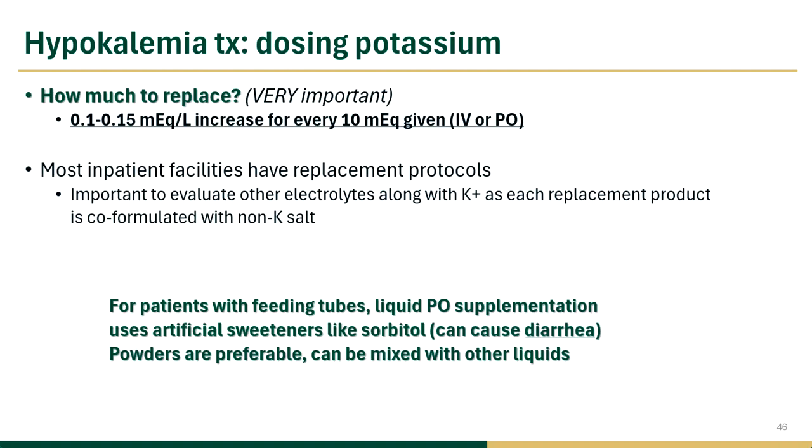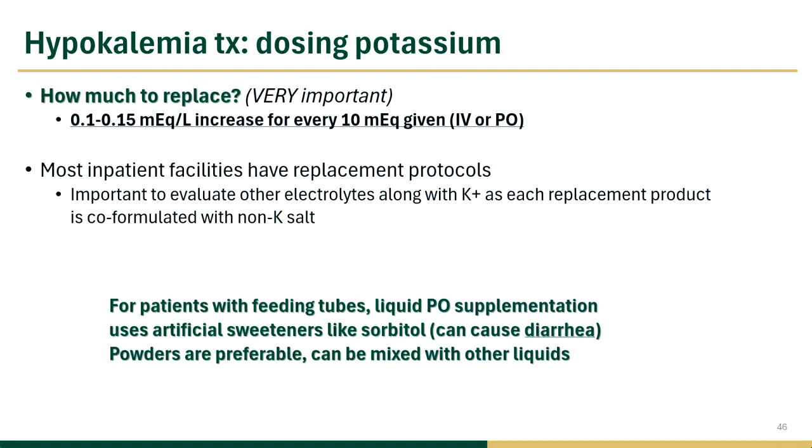How much to replace? Now, this is another rule of thumb, but it's something that I have not seen anyone not know in the hospital setting. You would expect about a 0.1 to 0.15 milliequivalent per liter increase in the potassium level for every 10 milliequivalents given. That is not always exact because of other factors going on with the patient, but it does help you decide what approach to take.